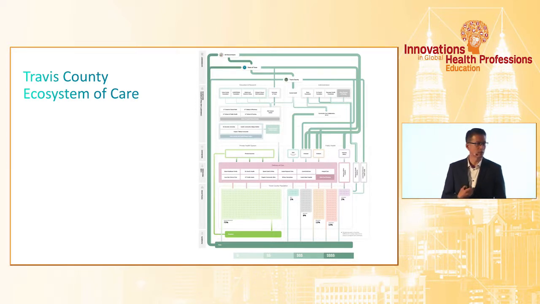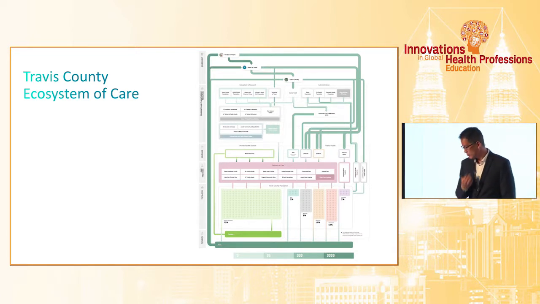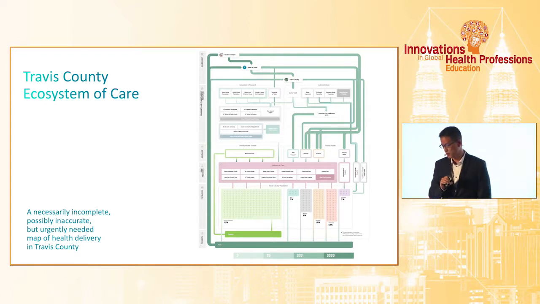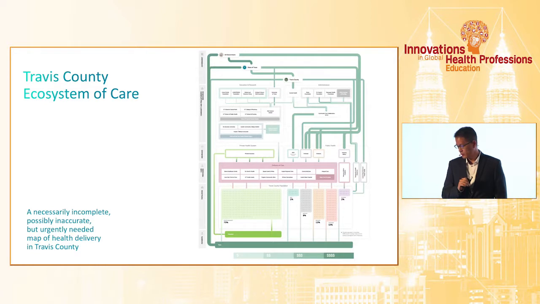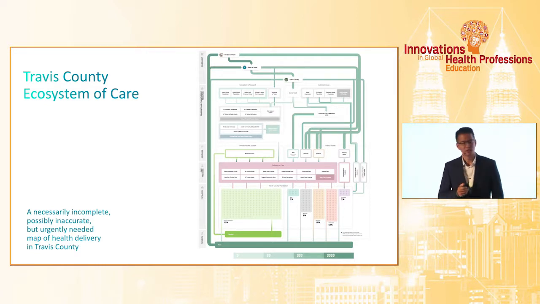Everyone in our region who sees this stops and takes a picture of it because they've never seen it before. Anyone from a region that's not ours stops and takes a picture of it and asks us if we could do the same for them. Importantly, there's this quote that when we first launched the site says, this ecosystem of care map is a necessarily incomplete, possibly inaccurate, but urgently needed map of health delivery in Travis County.